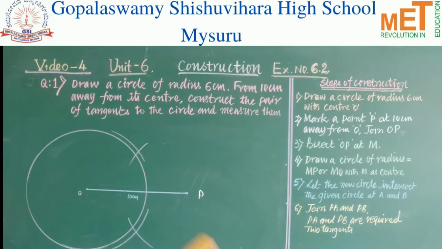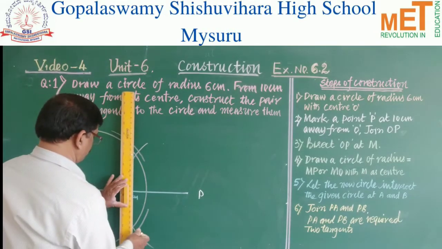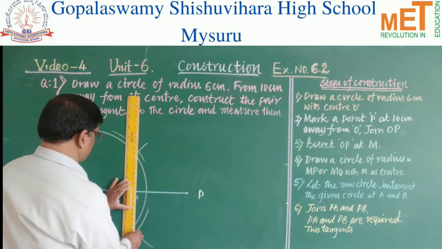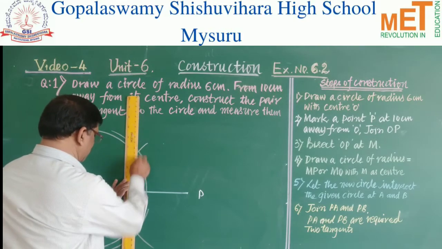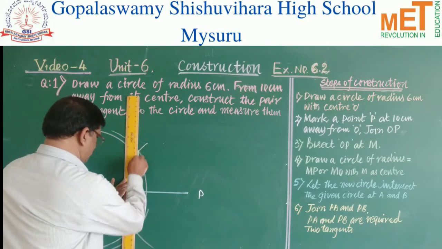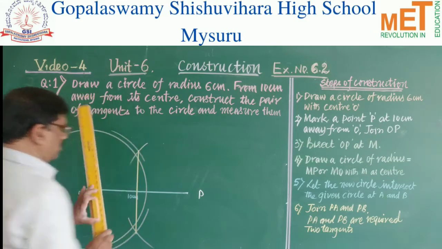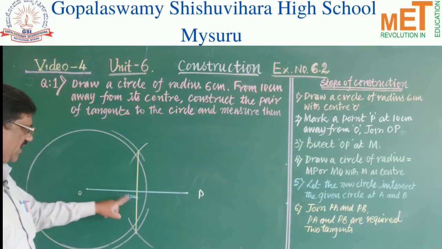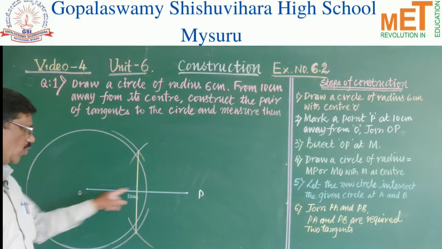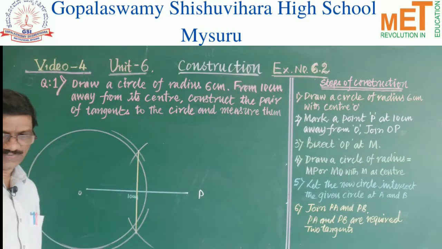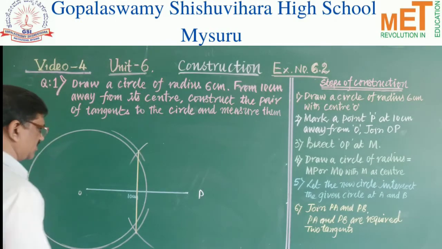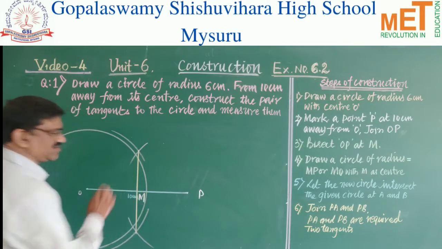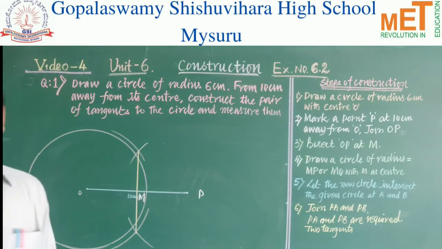Join the point of intersection of the arcs. So this is nothing but the perpendicular bisector, children. This line segment, if you join like this, divides OP into two equal halves. Name it as M.